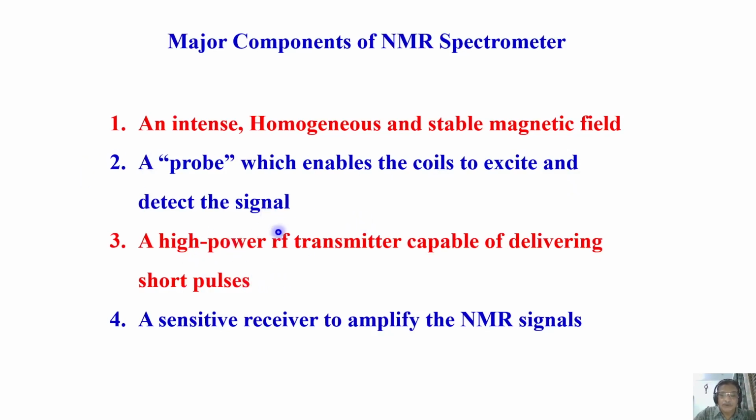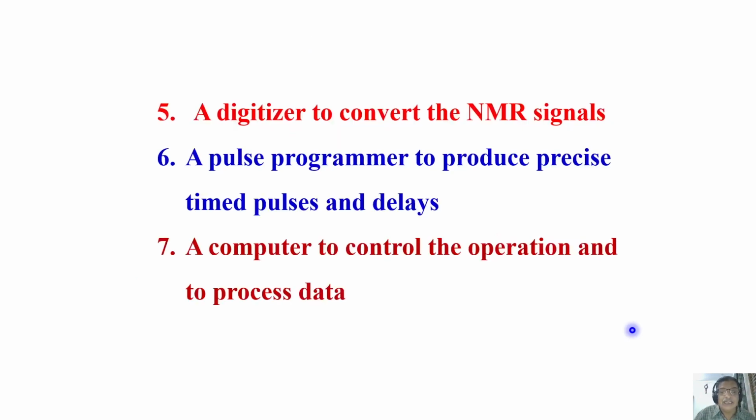Of course, a high power transmitter is required to generate the frequency and send a short RF burst of pulses. We need to have a sensitive receiver to amplify the NMR signals. I showed you the signals we are going to generate. The EMF is of the order of very small microvolts, and we need to amplify it. We have a pre-amplifier to amplify the signal, then we have another amplifier. So finally, we should be in a position to detect the signal and digitize it. I have a digitizer because the signal is collected in a digitized manner.